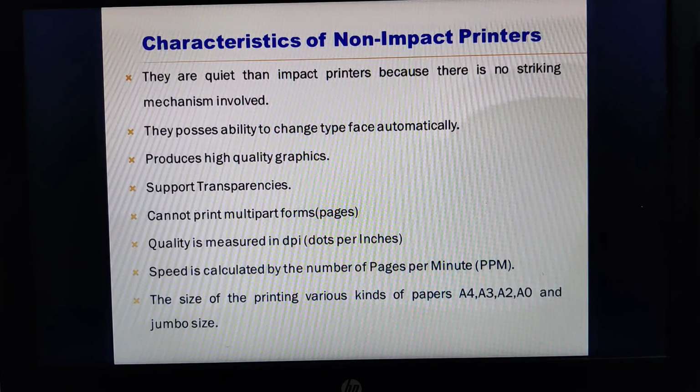Next you may get a 5 marks question: what is an impact printer? Explain briefly the characteristics of impact printers. Or what is a non-impact printer? Explain the characteristics of non-impact printers. So these are the topics we have covered in today's class.